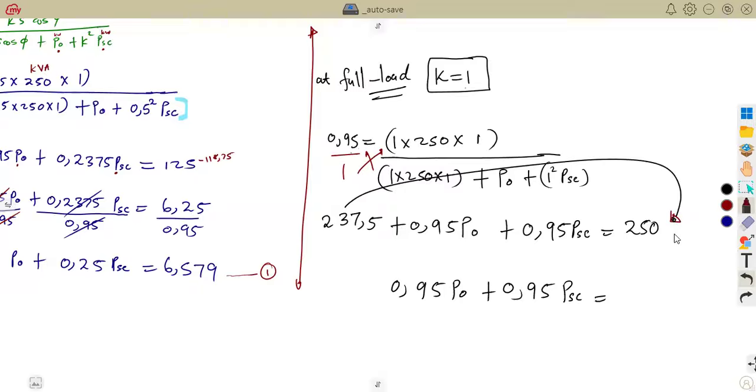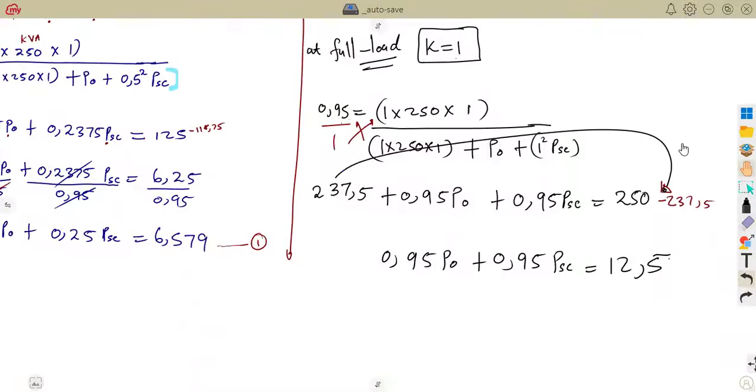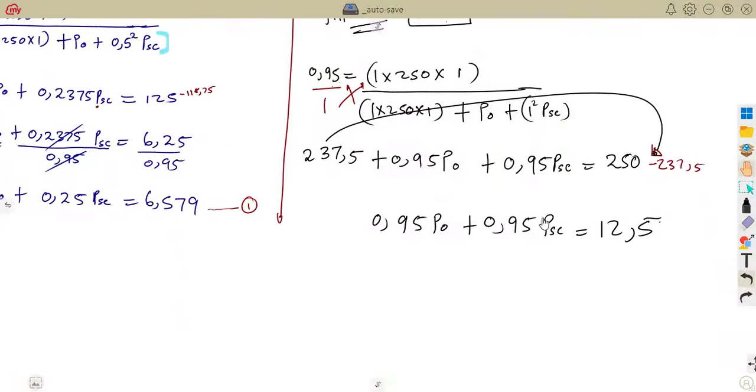So you're gonna take this to the other side. Then it was gonna be a negative 237.5. So there being a negative, we subtract. That was going to be 12.5. Okay, yeah, that's 12.5 there. So this was gonna be 12.5. So with this equation that we have, this is our equation 2. Remember, we are calculating this from the full load.